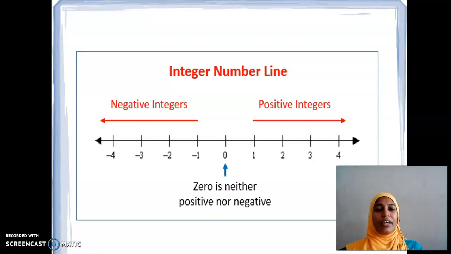So my dear children, moving from left to right, the number keeps on increasing. -4 is smaller than -3. Let us begin with the positive integers. Come on children, tell me, is 1 smaller or 2 smaller? Surely 1 is the smaller number. So 0 is smaller than 1.